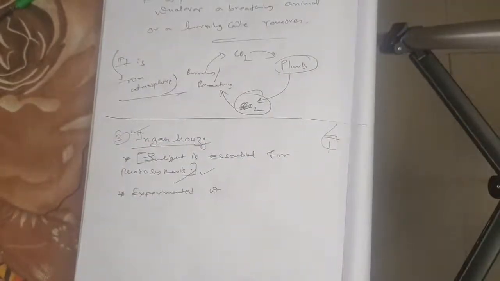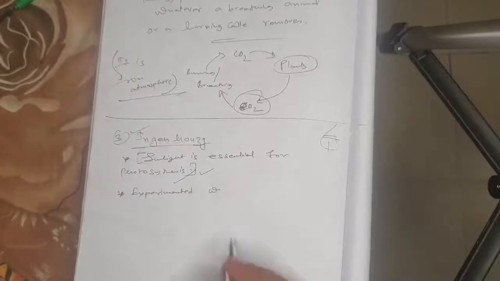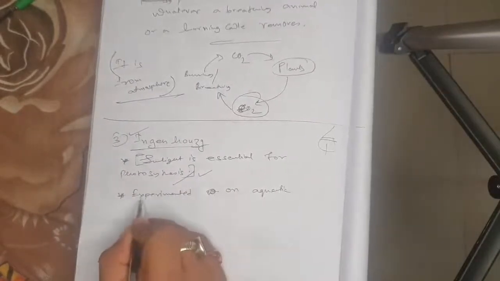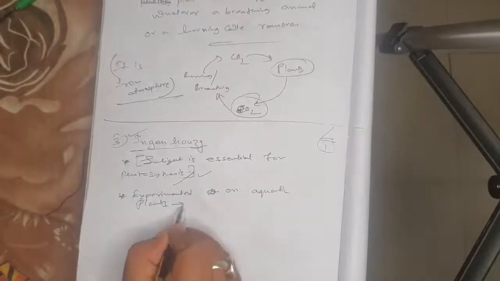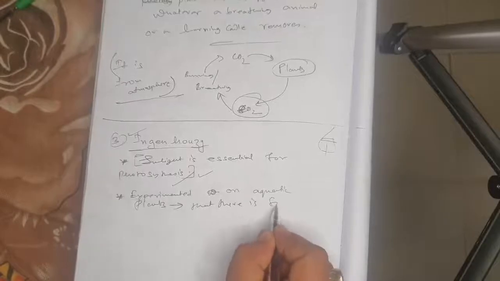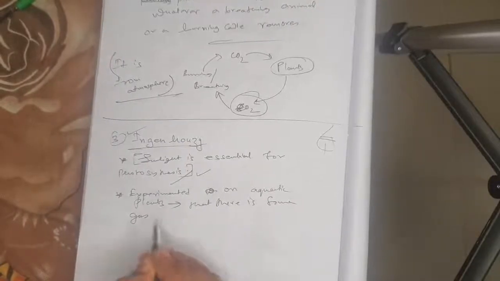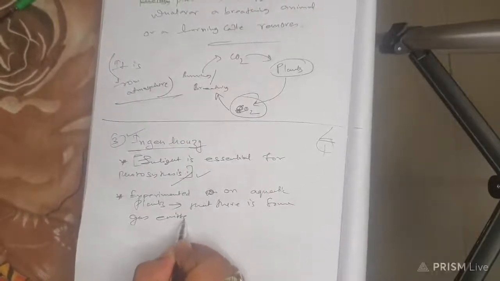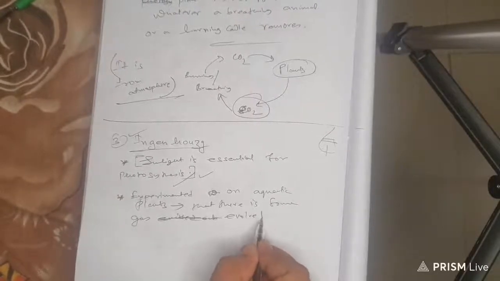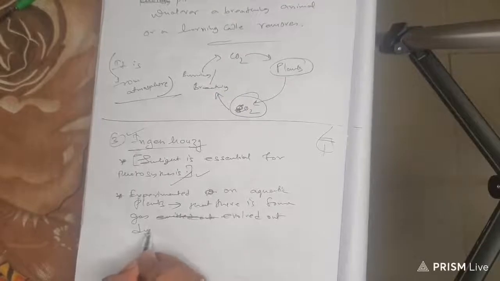Now he also experimented on aquatic plants and for the first time said that some gas is emitted, or evolved out, a better word, during photosynthesis.